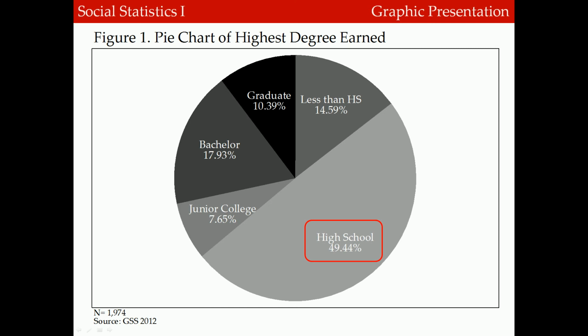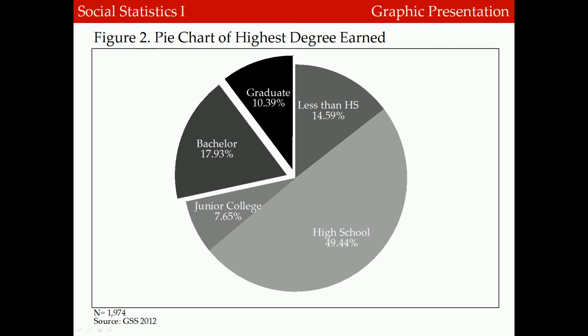So what kind of patterns can we see in this pie chart? First of all, we can see that the majority of cases, almost half, have only a high school education. The next most common category is bachelor's degree, which makes up just under 18% of the distribution. Just under 15% of the distribution has less than a high school education, while about 10% have a graduate degree, and the lowest category, junior college, makes up just over 7% of the distribution.